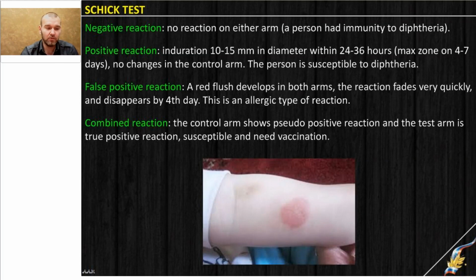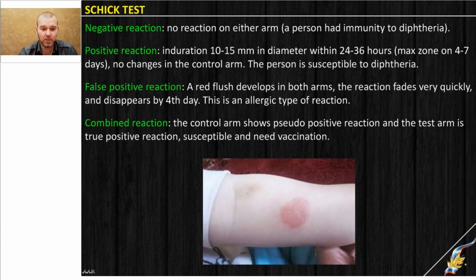As a result, we can have 4 different reactions. Negative reaction, when absolutely nothing appeared at the site of injection. No reaction, no redness, no pain, no swelling, nothing. No symptom of inflammation. It means that the subject is immune. You injected toxin and the toxin was very quickly neutralized by the immune response. The subject has immunity, and even if the subject is infected with toxigenic Corynebacterium, there is no need to give antitoxic serum or perform other measures of specific prevention because the subject is already immune.